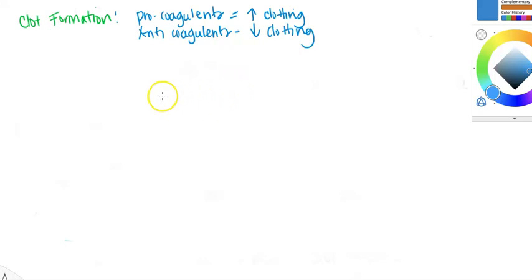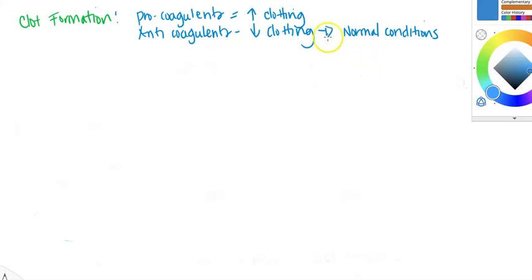So anticoagulants are high in normal conditions. If you're not bleeding, you don't want to be clotting. So, you don't want your vessels to be spilling out a bunch of procoagulants if there's nothing wrong, because you're just going to be starting to make clots, and it's going to cause embolisms and things like that.